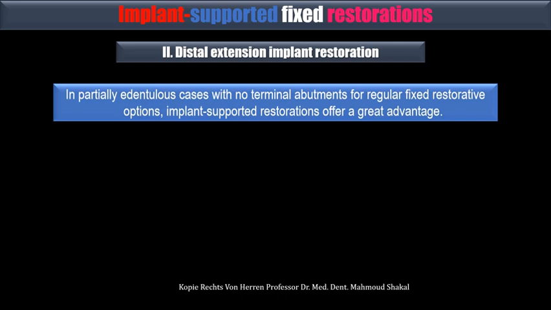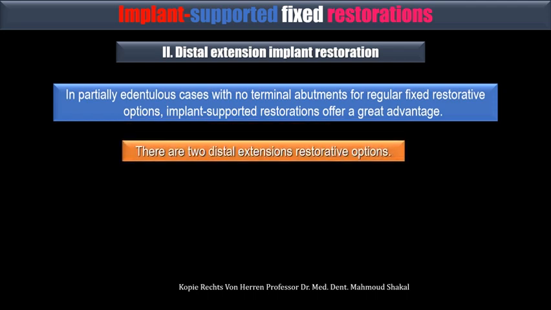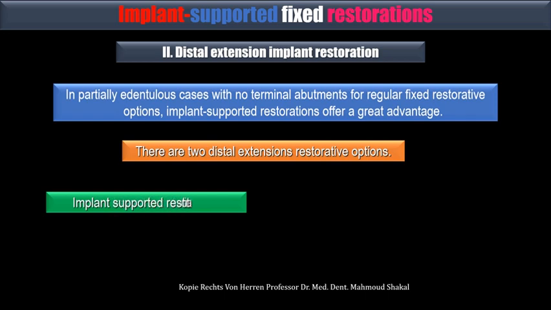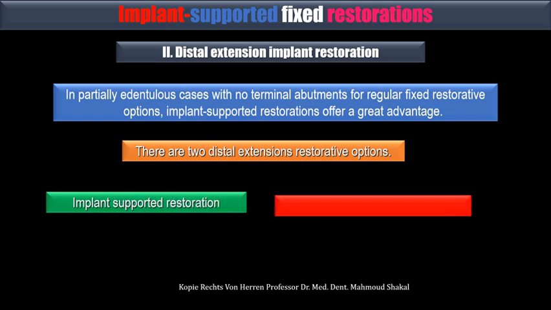there is an option of having it either as a cantilever or as a partial. So using an implant in the distal part is a very good option for that. There are two distal extension restorative options: either implant-supported restoration or tooth implant-supported restoration. And we usually use it in cases where you're going to have, for example, a 3-unit bridge.